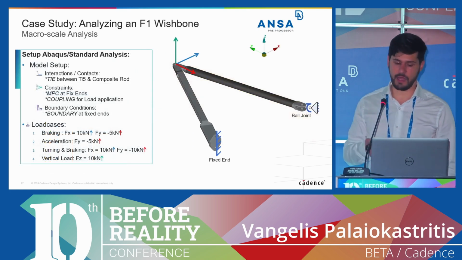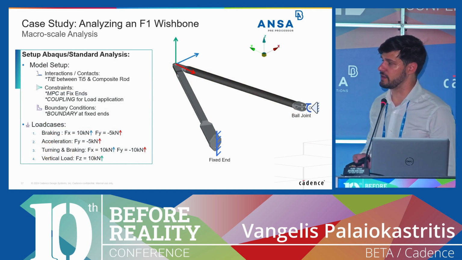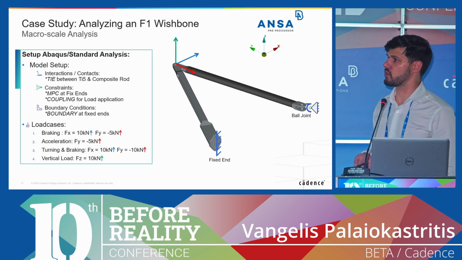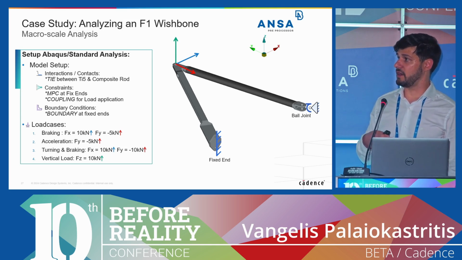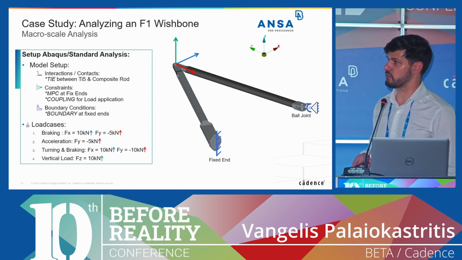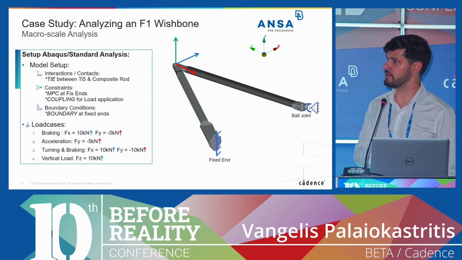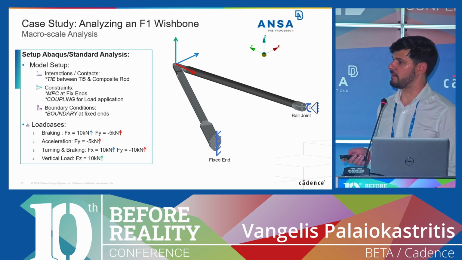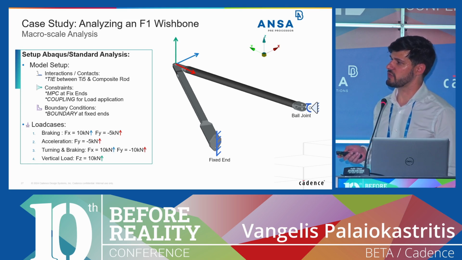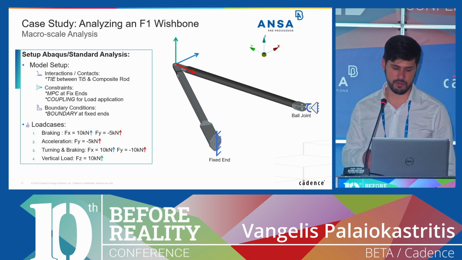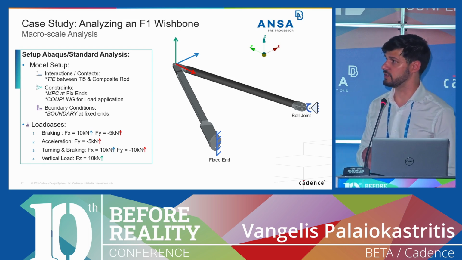The next step is to set up a simple Abaqus analysis. So we define some interactions between the composite rod and the titanium members. We apply some constraints and boundary conditions to simulate 4 different load cases. So the wishbone is fixed at this end, a ball joint is applied at the other end, and 3 different forces are applied in different combinations to simulate different loadings.